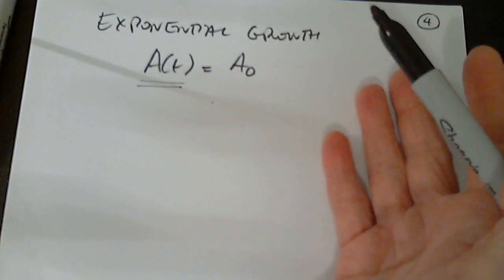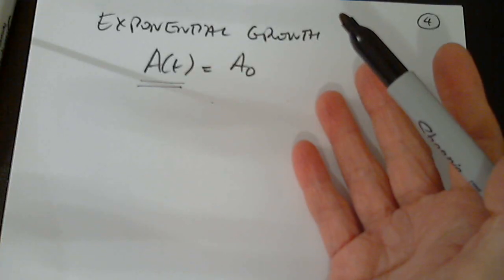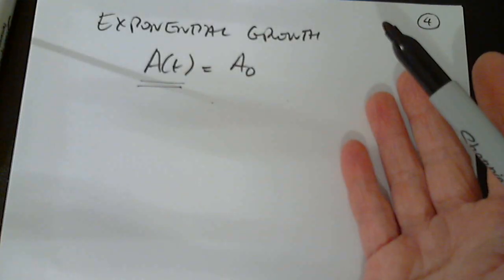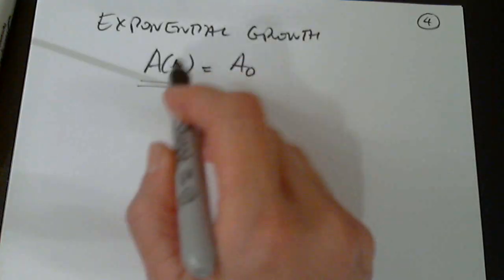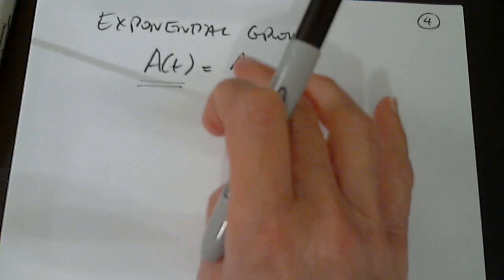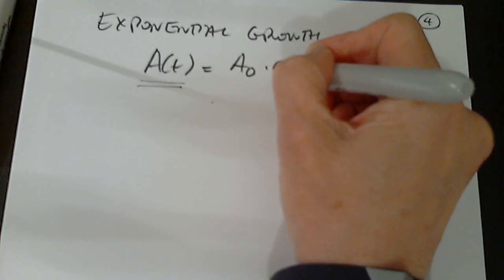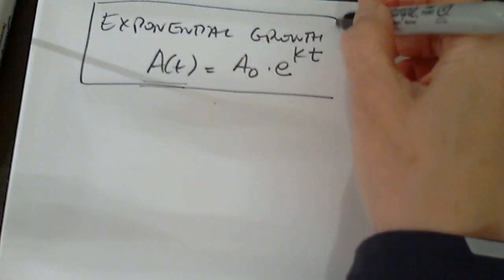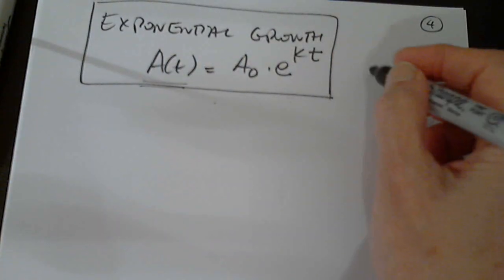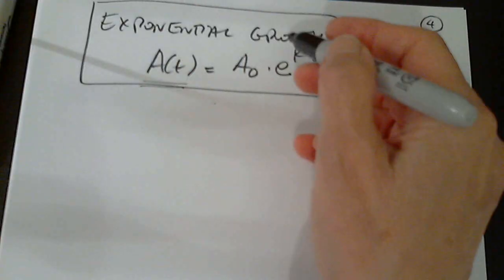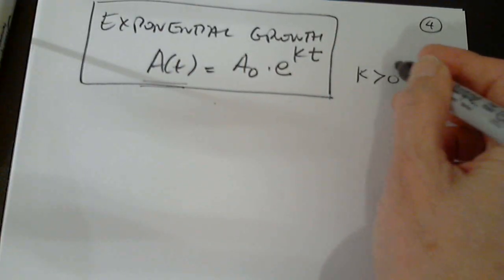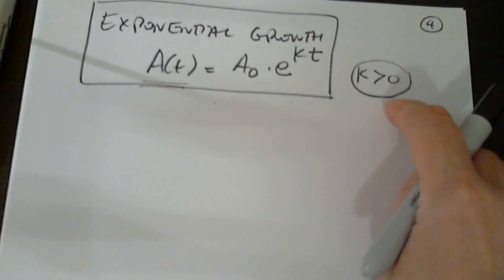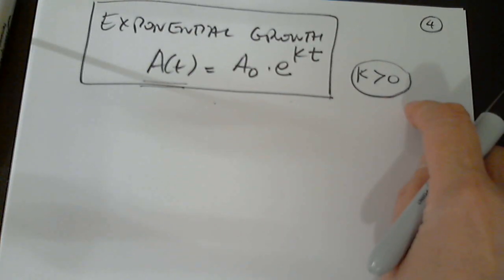The model is the same as the model for compound interest that is compounded continuously. So A of t equals A0, the initial, original, or beginning amount, multiplied by e to the kt. This is the exponential growth model. Normally, because it's exponential growth, k is a constant. It's the growth rate that is positive.